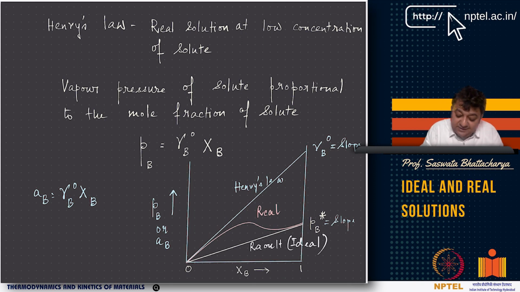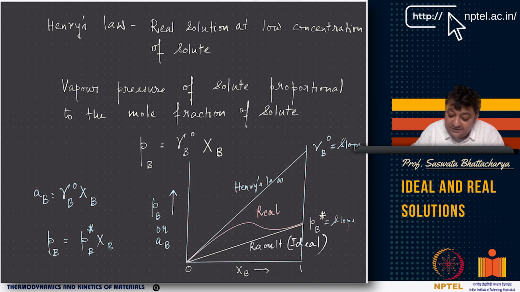PB, the partial pressure of B, equals XB times PB star. XB is the x-axis, PB is the y-axis, and PB star is the slope.